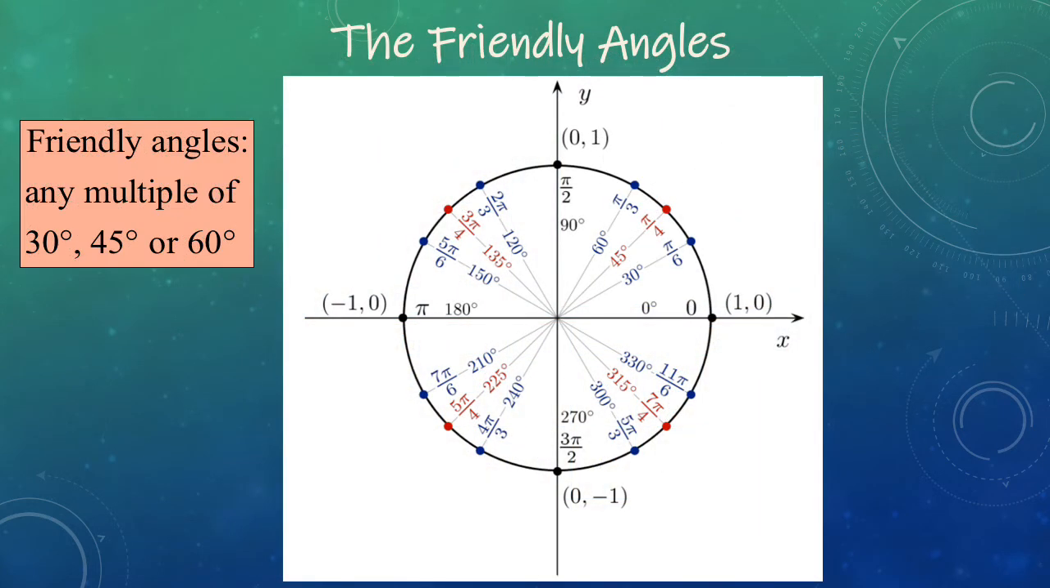A term that you will hear all the time in trig is the friendly angles. The friendly angles are angles that are any multiple of 30 degrees, 45 degrees, or 60 degrees. These angles crop up all the time. The reason that they are called the friendly angles is that we can easily find the trig functions of each of them.